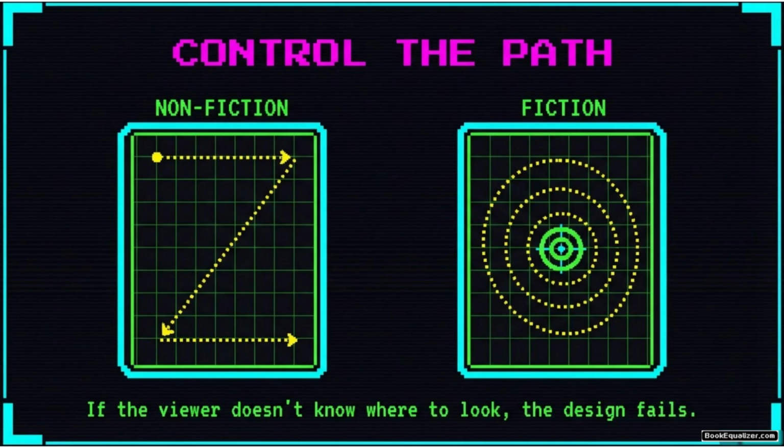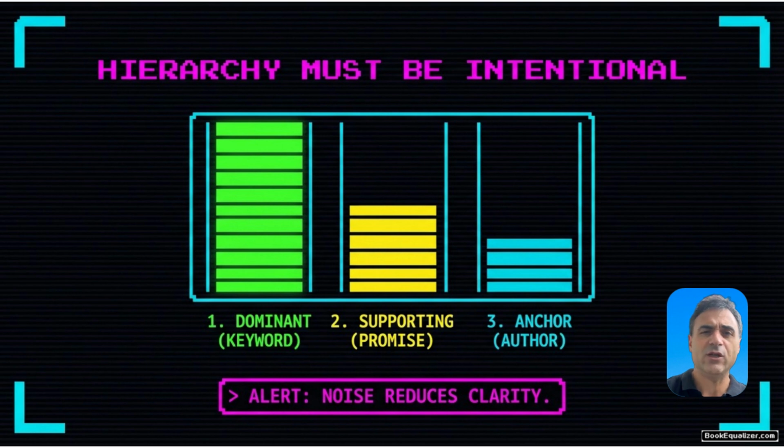Fiction readers work differently. They're looking for emotion, for atmosphere. Their eyes spiral into the central image, the mood, the feeling. Then they'll look for the title and author. If the viewer doesn't know where to look, the design fails. You need to architect the eye path intentionally. Don't make them hunt. Direct them with size, contrast, and placement. Hierarchy must be intentional, not accidental, not equal.